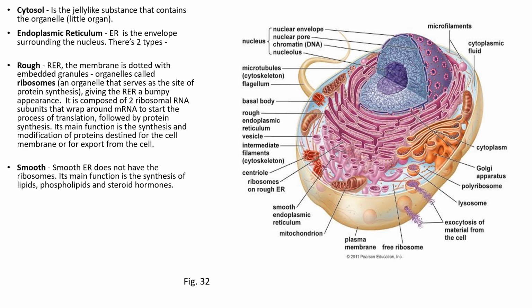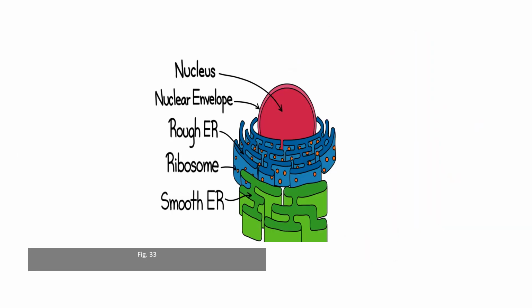Your endoplasmic reticulum, there's two types. You've got your rough, which is dotted and embedded with granules. These are organelles called ribosomes, and these give it the bumpy appearance. Ribosomes are an organelle that serves as a site of protein synthesis. Then your smooth ER does not have the ribosomes, and so therefore it is smooth. This is just another picture.